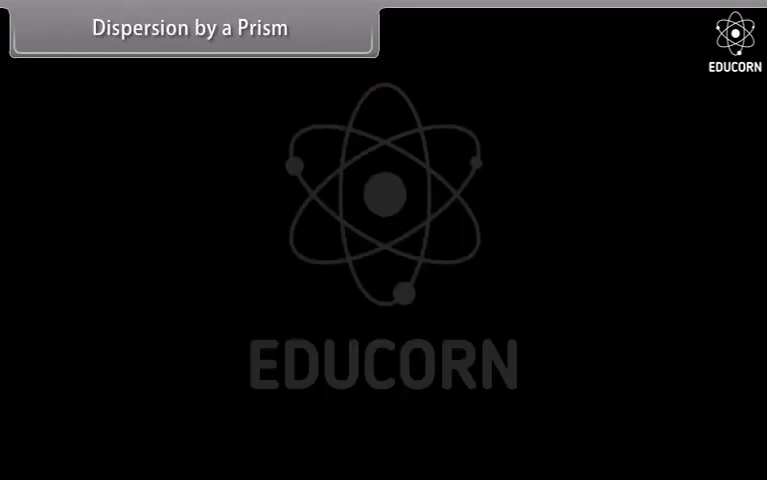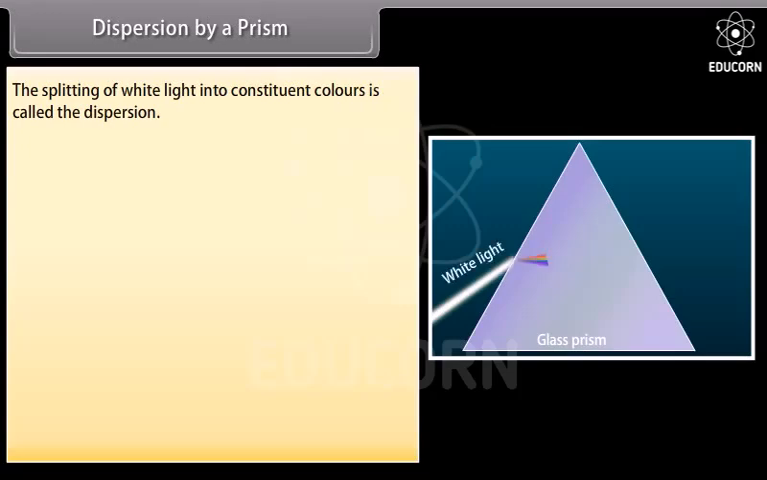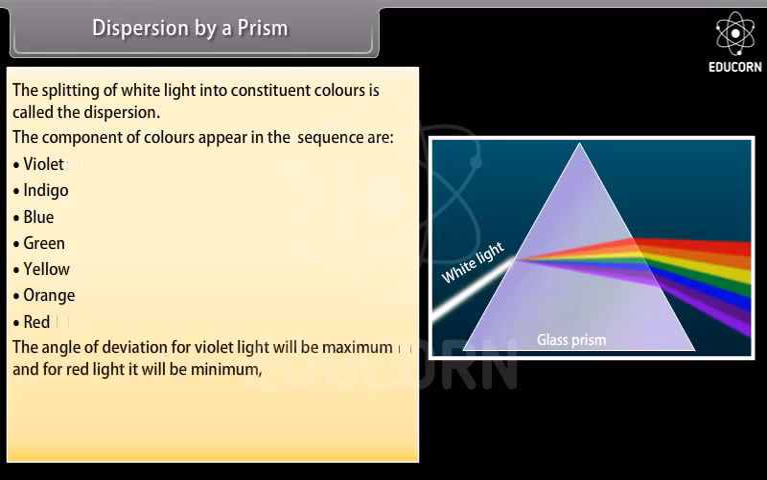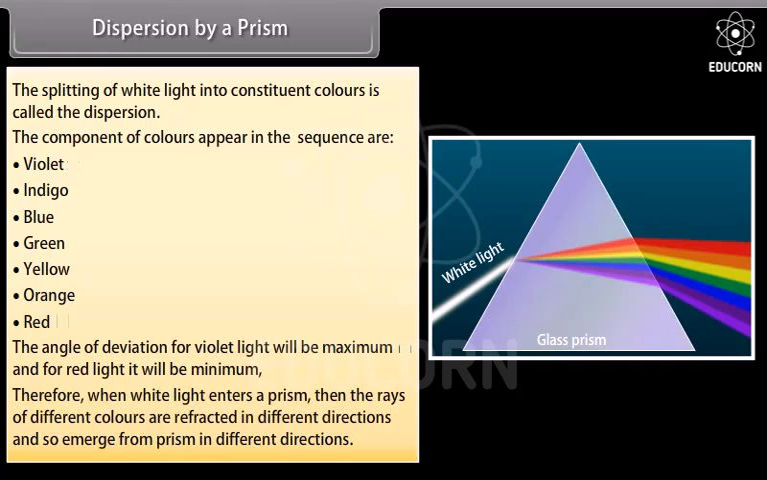Dispersion by a prism. The splitting of white light into its constituent colors is called dispersion. The component colors appear in the sequence violet, indigo, blue, green, yellow, orange, and red. The angle of deviation for violet light is maximum, and for red light it is minimum. Therefore, when white light enters a prism, the rays of different colors are refracted in different directions, and so they emerge from the prism in different directions.